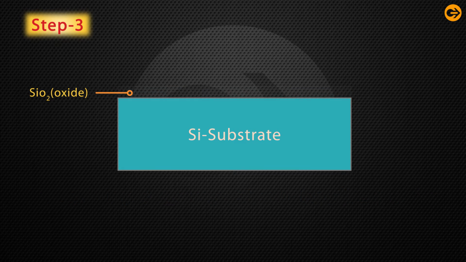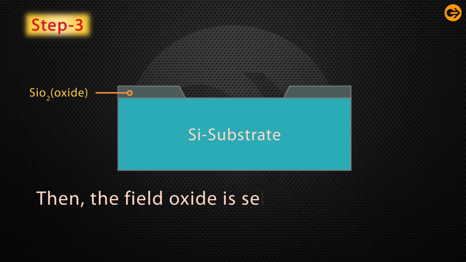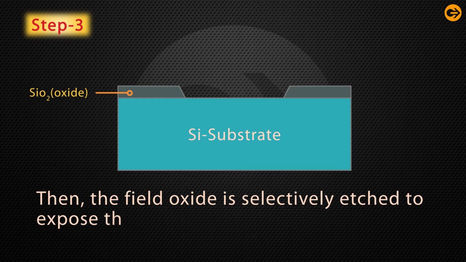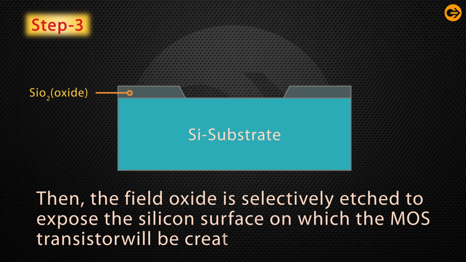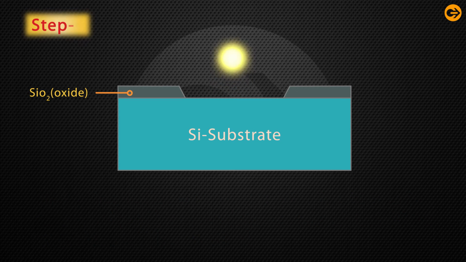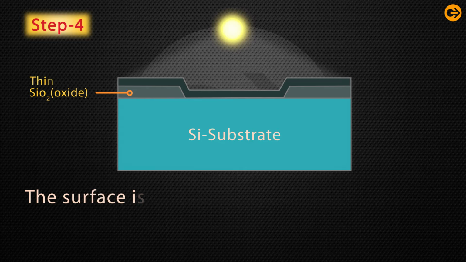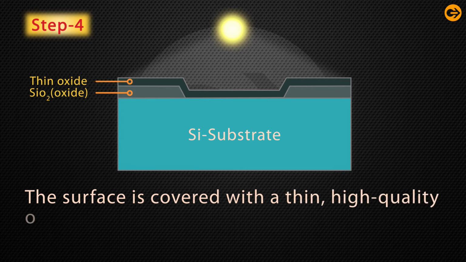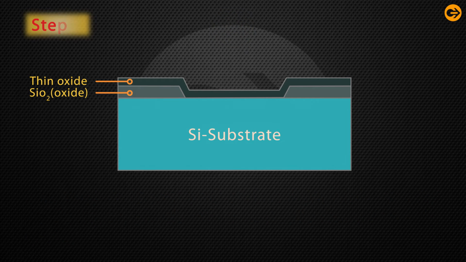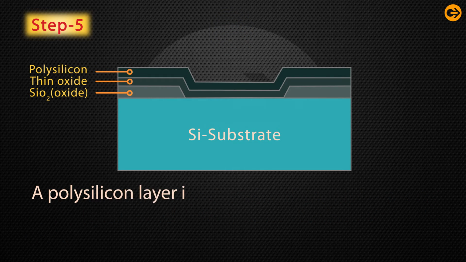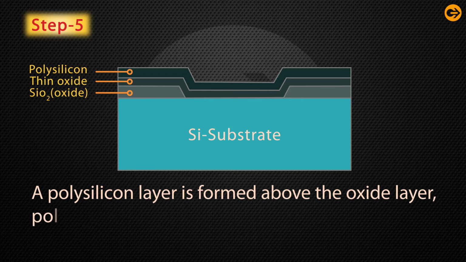In step 3, the field oxide is selectively etched to expose the silicon surface on which the MOS transistor will be created. In step 4, the surface is covered with a thin high-quality oxide layer, which will eventually form the gate oxide. In step 5, a polysilicon layer is formed above the oxide layer.